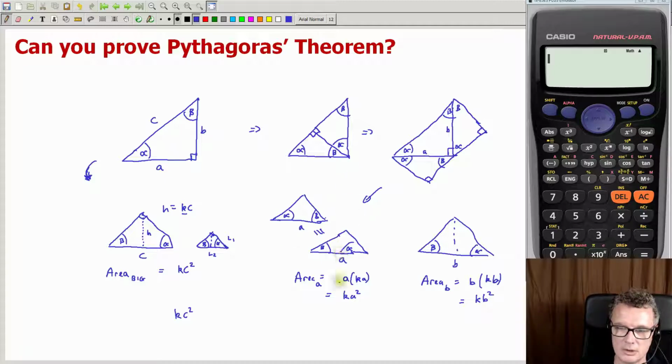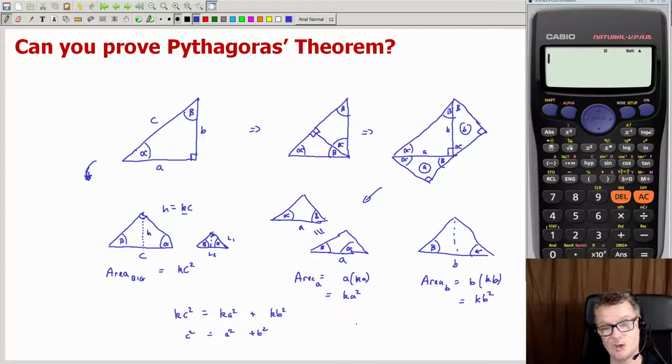So here the area of our A triangle, that's that one there, is going to be KA squared, and the area of our B triangle is going to be that one there, KB squared. So divide through by K and we get Pythagoras. Geometry, bit of argumentation there. Not beautiful. He was only 11. Come on, give the guy a break.